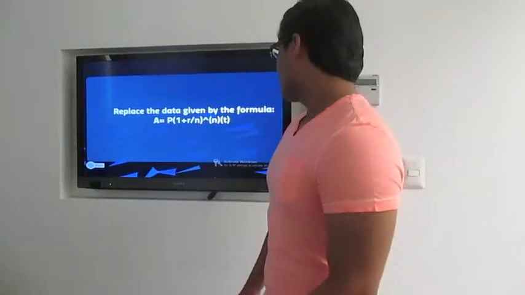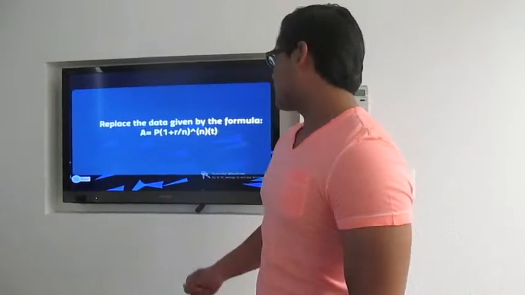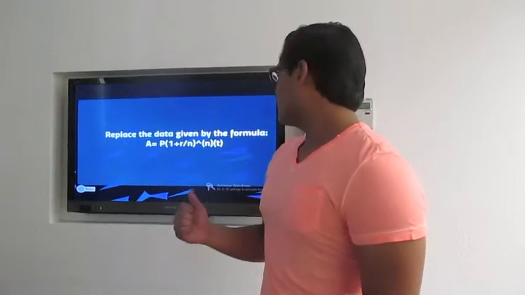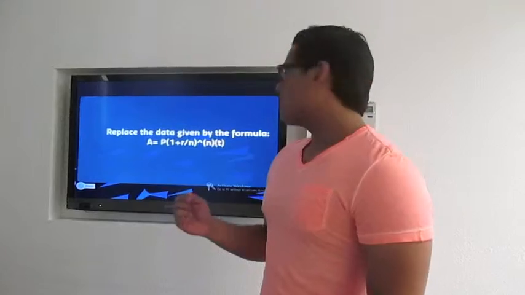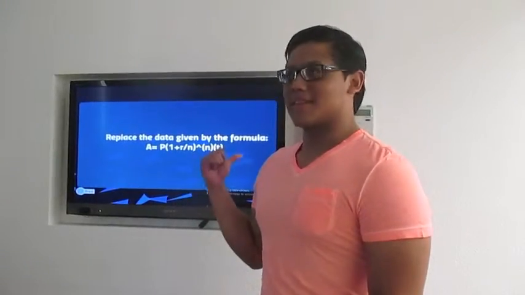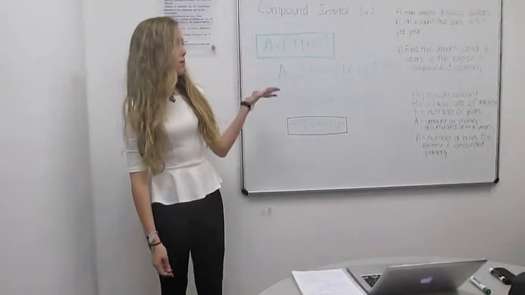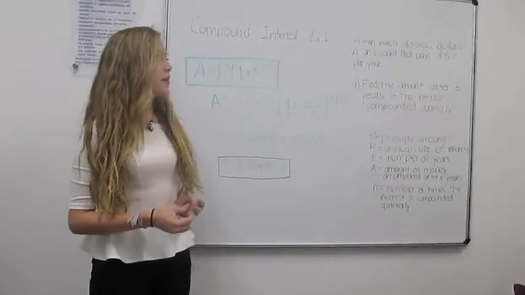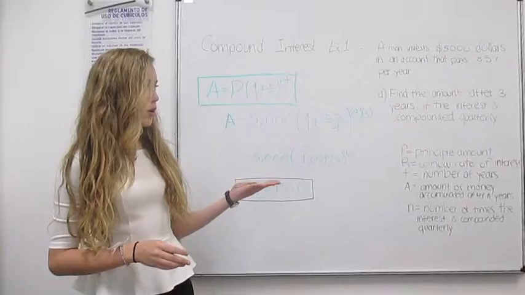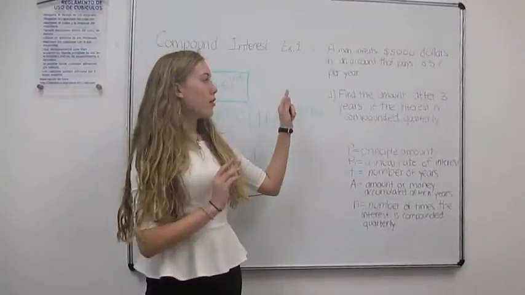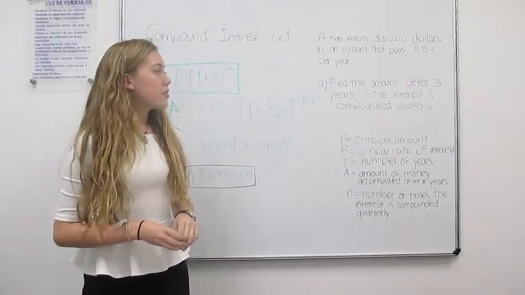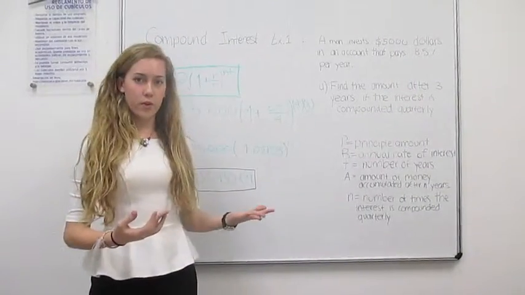Replace the data given in the formula. A equals P times 1 plus the rate divided by the periods in a year, to the power of periods times time. Now here is our problem. A man invests $5,000 in an account that pays 8.5% per year. First, letter A: find the amount after 3 years if the interest is compounded quarterly.